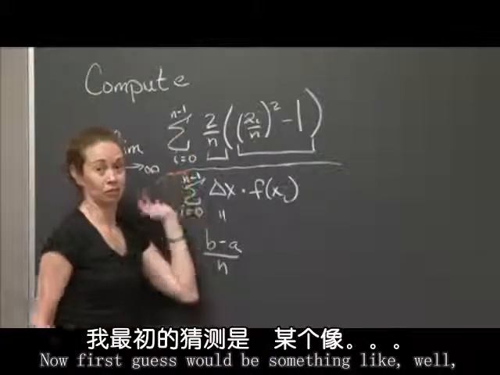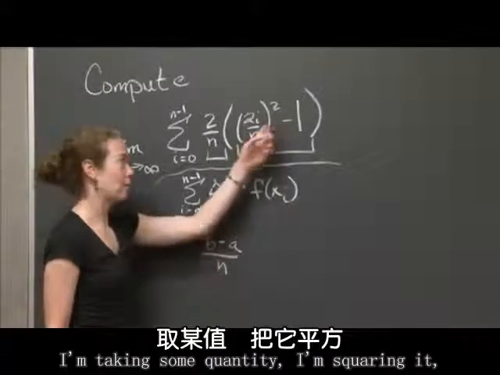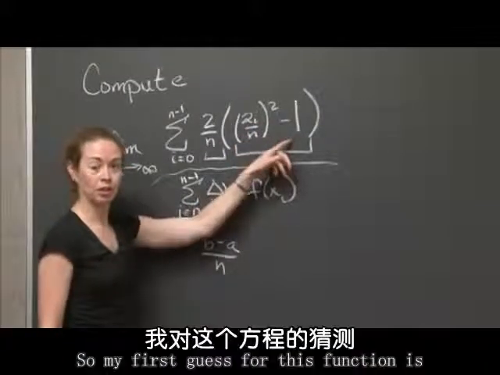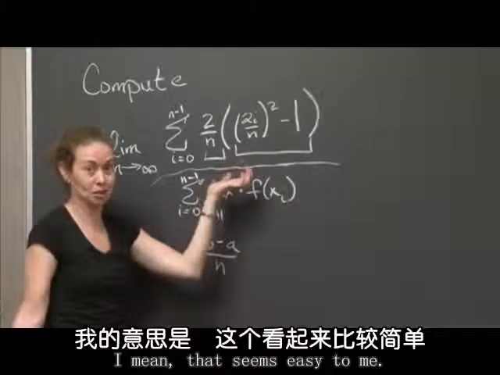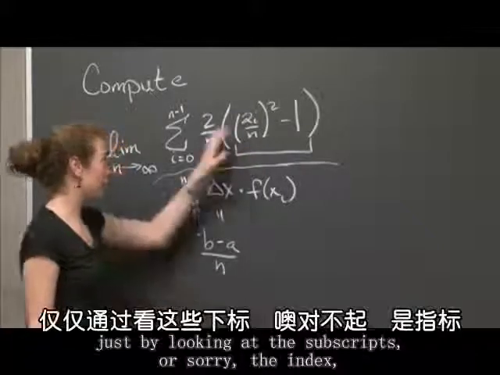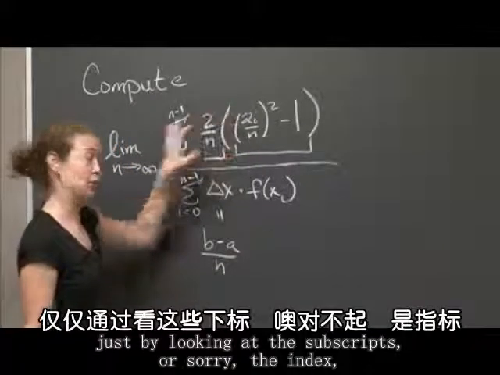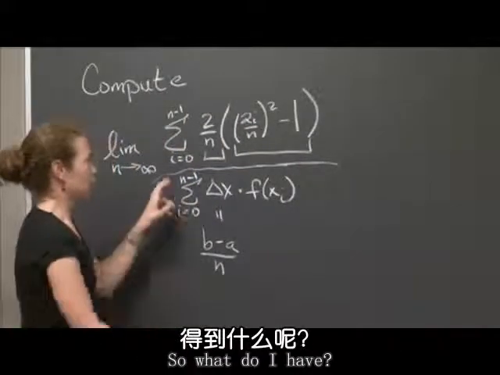Now, first guess would be something like, well, I'm taking some quantity, I'm squaring it, and I'm subtracting 1. So my first guess for this function is x squared minus 1. I mean, that seems easy to me. Let's see if this would actually even make sense, just by looking at the subscripts, or the indices I have here. So what do I have?